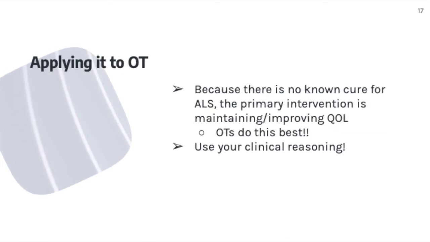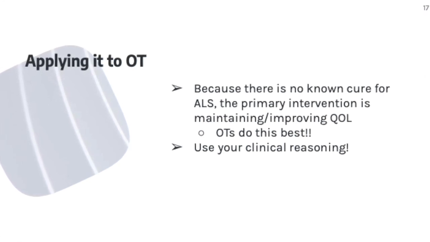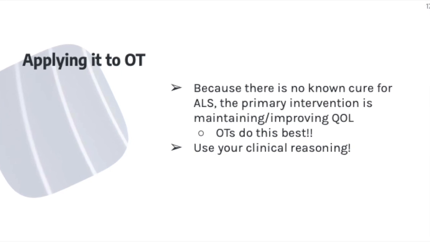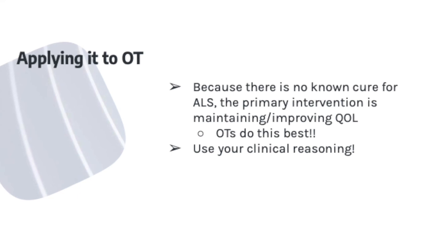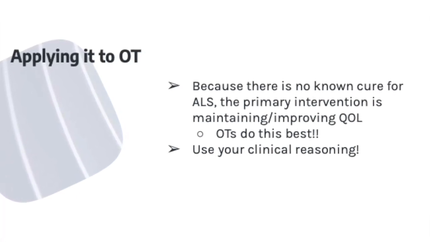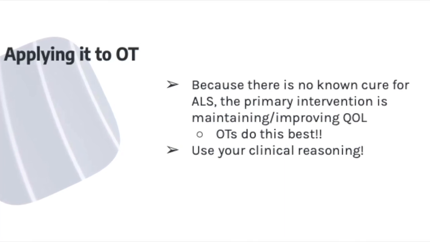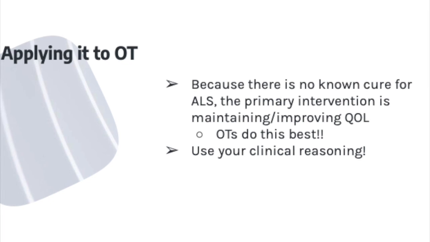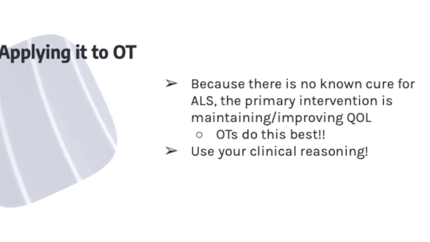Because there is no known cure for ALS, the primary intervention is maintaining or improving quality of life. Because we use such a holistic approach, OTs do the best job when it comes to focusing on quality of life. Coming up with compensation strategies to allow this population to continue participating in the tasks they want to engage in is done best by an OT. If you ever come across a client with this diagnosis, it is critical to use your clinical reasoning because each client and their symptoms are so different.